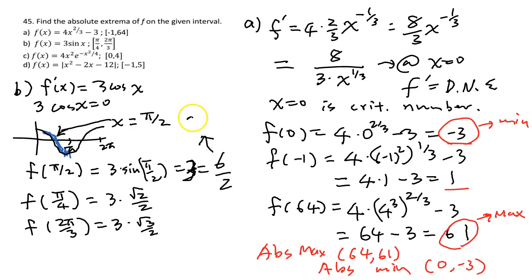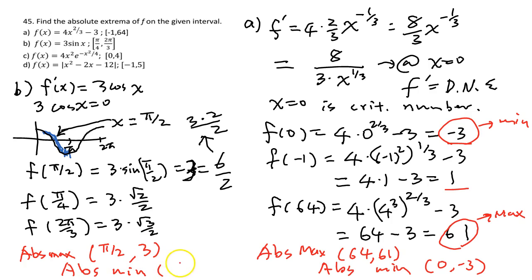So let me rewrite this, 3 times root 2 over 2. If you look at just root 2, root 3, and 2, we know that this is the smallest and this is the largest. Therefore, the answer is absolute max is pi over 2, comma 3, and absolute min, the smallest, is pi over 4, comma 3 root 2 over 2.